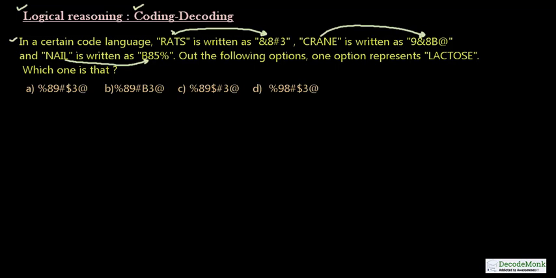Which one is that? The trick in such types of questions is that we need to figure out what these letters in lactose basically represent, because the letters are repeated in rats, crane, nail. Some of the letters of lactose are also found in rats, crane, nail. From that we have to figure out the code for lactose. So let us first of all see what each of these letters represents.